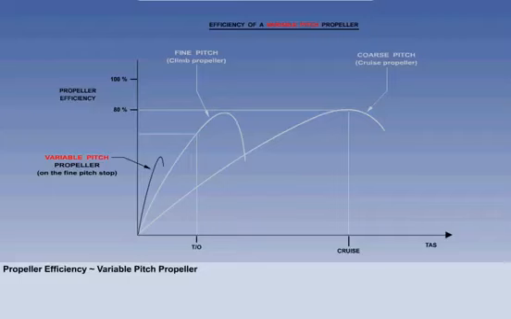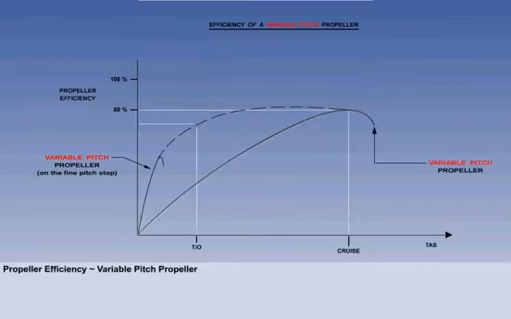The plot shows a variable pitch propeller at low speed with the blades on the fine pitch stop. This will give maximum efficiency during the initial takeoff run. And as speed increases, the efficiency increases. The increase in efficiency with increasing speed is due to the blade angle progressively increasing to maintain the optimum angle of attack. Therefore, a variable pitch propeller will give optimum efficiency and performance throughout the aircraft's operating speed range.